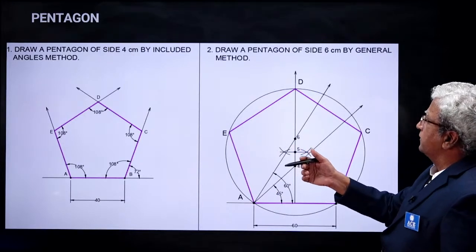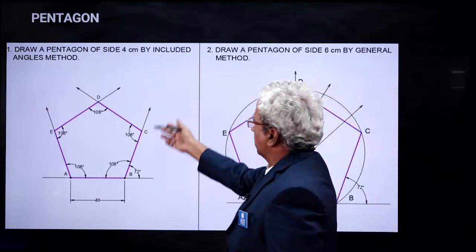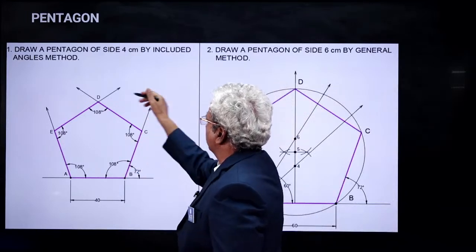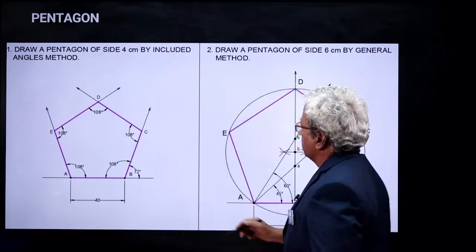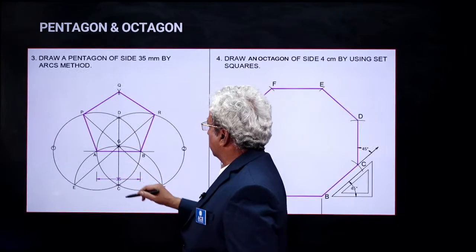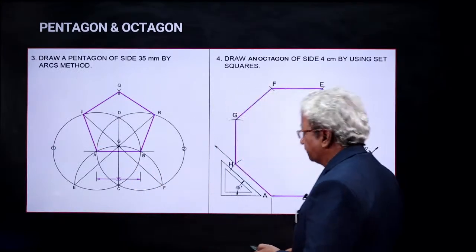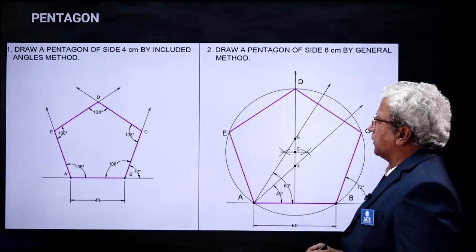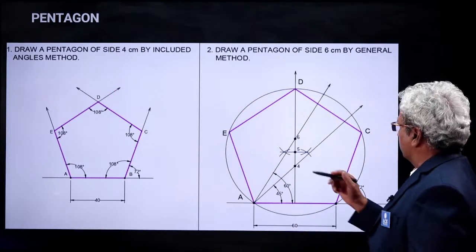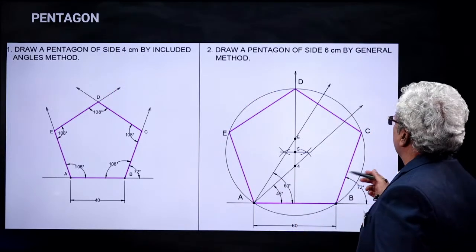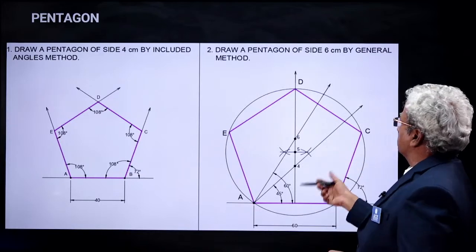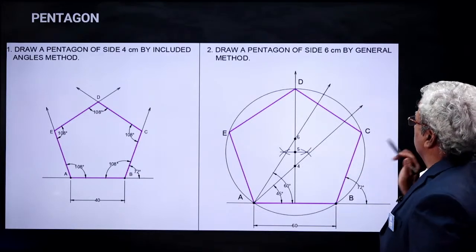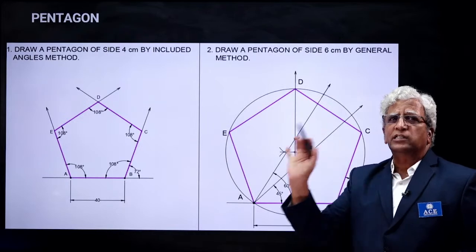My point is, by the angles method, this is how you can draw a pentagon by putting angles. How do we know 108 degrees? Because we have the interior angle formula, and from that we know it, right? And another method is the general method. You may have some questions on the general method. What is the general method?